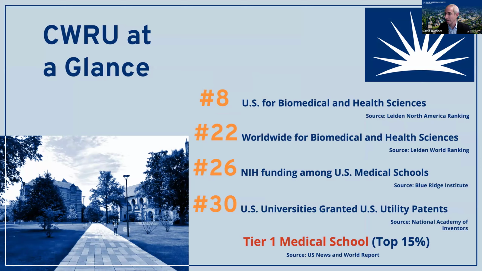We are also a tier 1 medical school, so that's the highest ranking that you can get, according to US News and World Report. We're the number 1 ranked medical school in the state of Ohio. And just recently, a couple of days ago, Time Magazine ranked us as one of the top 25 universities in the entire world. And so we're really happy about that as well.